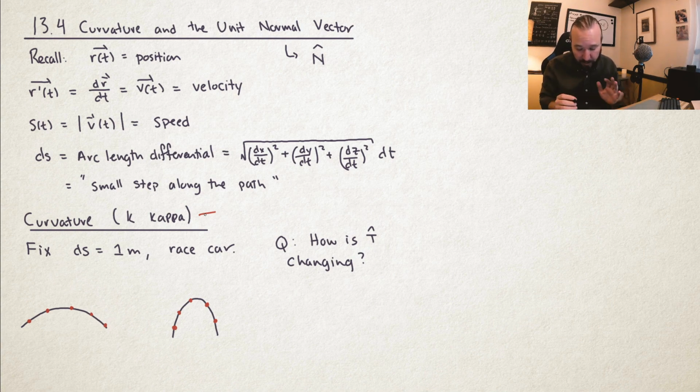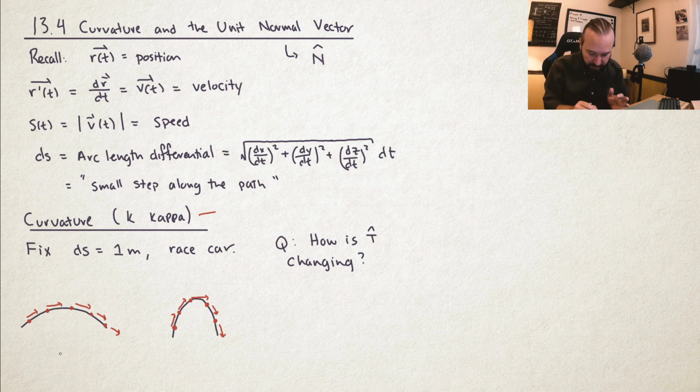Okay, so let's go in and let's draw capital T, and what we're trying to do is understand how capital T is changing. So I'm just going to put the unit tangent vectors at each of these places. And then I'm also going to put the unit tangent vectors on the curvy one. All right, I think we can see a difference already.